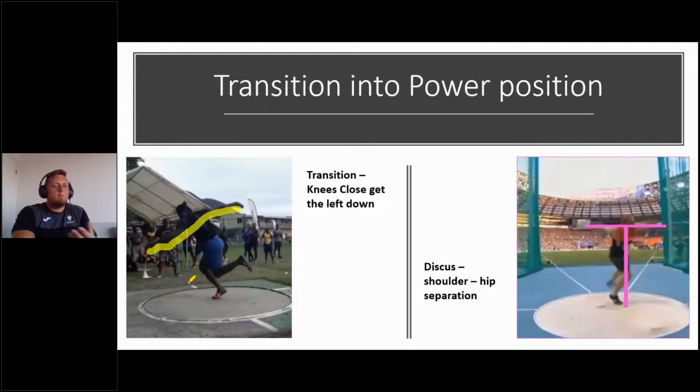He really creates that speed. Maybe something else: he has some very good sprinters within his country, so maybe that's something he's picked up. He sprints across that circle. He accelerates it, okay? And then Robert Harting on the right-hand side. Robert Harting. So that discus to shoulder to hip separation.